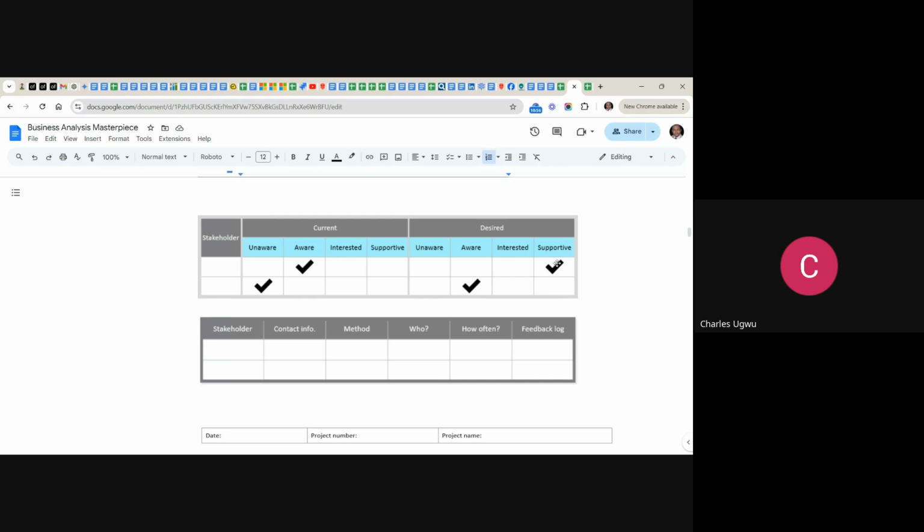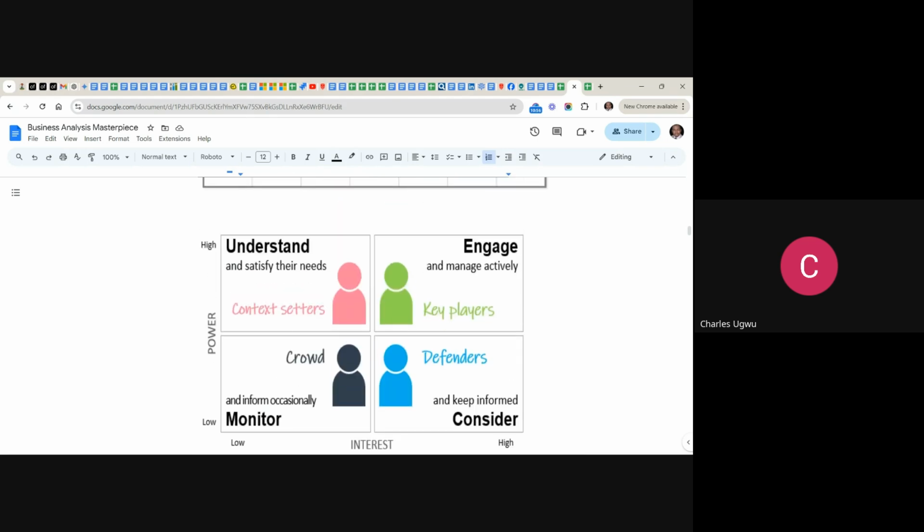But these people, high interest, high powered, they are the most important people. So you must secure their support at all time. Even if, for instance, you are having challenges with external stakeholders here, like those that have high power and low interest, and you have strong support from these people, you can still navigate your way. But once you start having problem with these green people, you are finished.